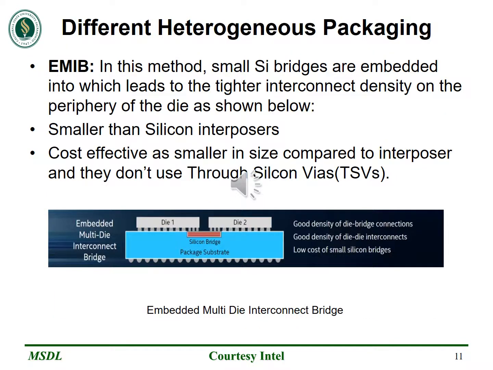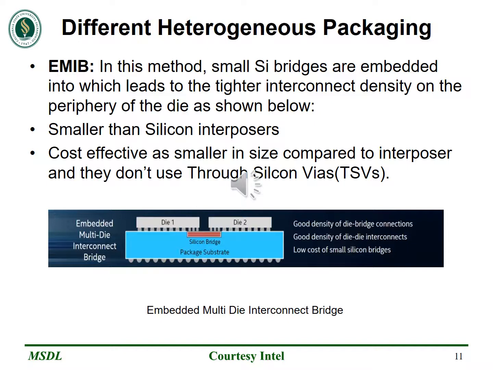Talking about EMIB, in this method, small silicon bridges are embedded, which leads to a tighter interconnect density on the periphery of the die as shown below. So we can see in the figure how die 1 and die 2 are connected with the silicon bridge. Once we compare the silicon interposer image and the EMIB image, we can understand how the silicon bridge differs in size. Whereas here the silicon bridge is very small. So we can understand this is very cost effective.